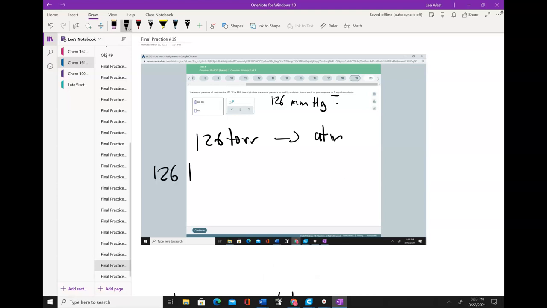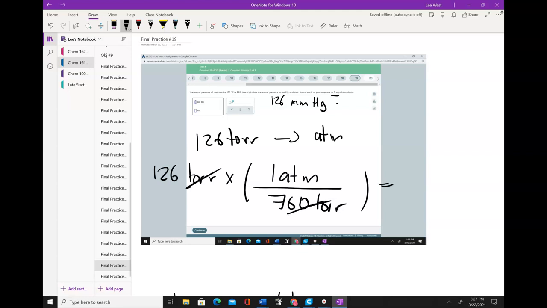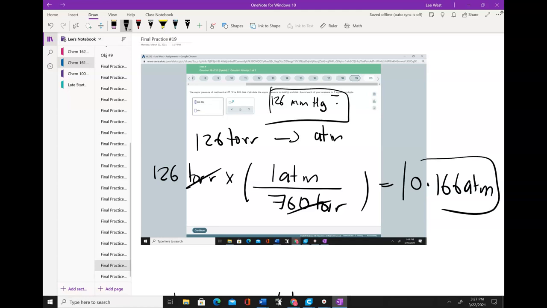So 126 torr times 1 atm over 760 torr. Torr cancels, and there we go. So 126 divided by 760, and that ends up being, to 3 significant figures, 0.166 atm. So there we go. There are our 2 answers.